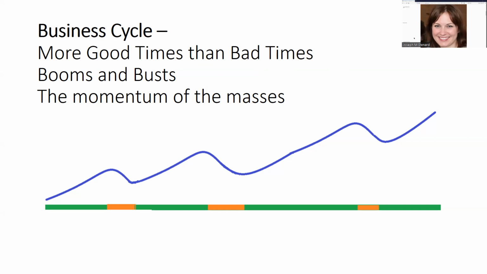They've averaged about 18 months each time, some of them longer, some of them shorter. So we could say that a typical business cycle is about 5 or 6 years of growth, 1 or 2 years of shrinkage, followed by 5 or 6 years of growth, 1 or 2 years of shrinkage. So the momentum is that there's more good times than bad. There are booms and busts, but we have an overall trend line that goes up.